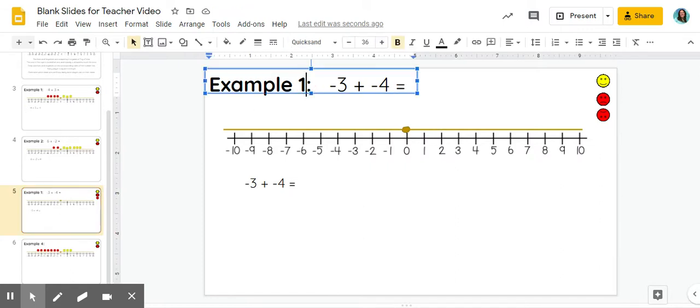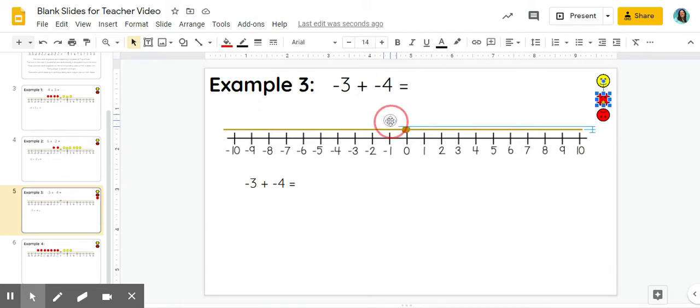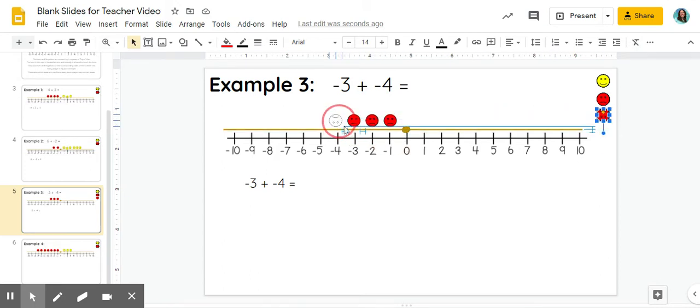Oops, that should say example 3. All right, for the next one, we have -3. So we need 3 players on the negative team. And -4. Ooh, interesting. We need 4 more players on the negative team. I'm going to use these upside down ones here just so we can notice that there are 2 separate groups, but they are all together on the negative team playing together.